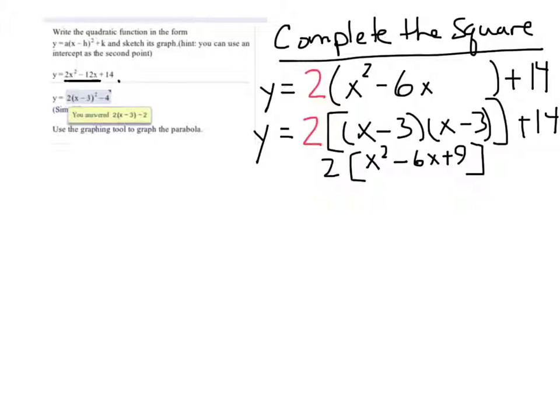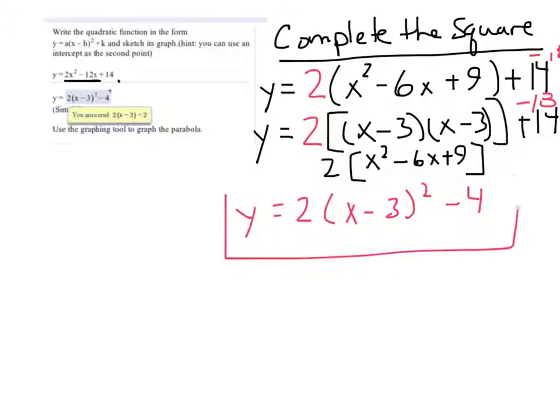What you really need to think about is how you actually added 18. So the plus 9 would go in here, and then you need to realize that you actually added 9 times 2, which is 18. So to compensate for adding 18, you need to subtract 18. So you'd have to subtract 18 up here. I'm going to run out of space. So we'd subtract 18. So down here what I'm left with then is 2 times the quantity x minus 3 quantity squared. Negative 18 plus 14 is a negative 4. Now that is what goes here to complete the square.